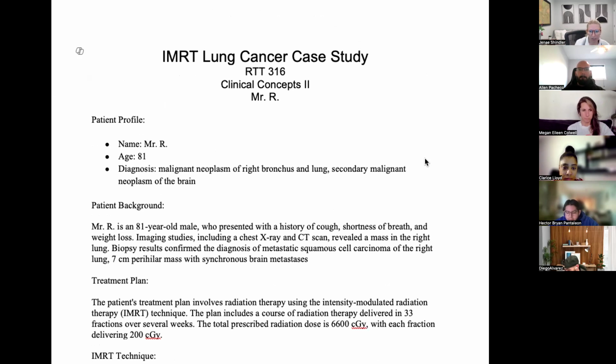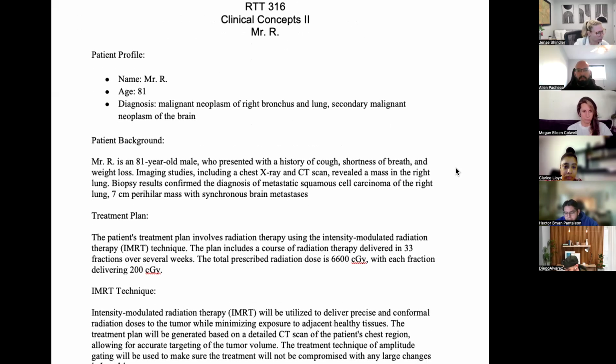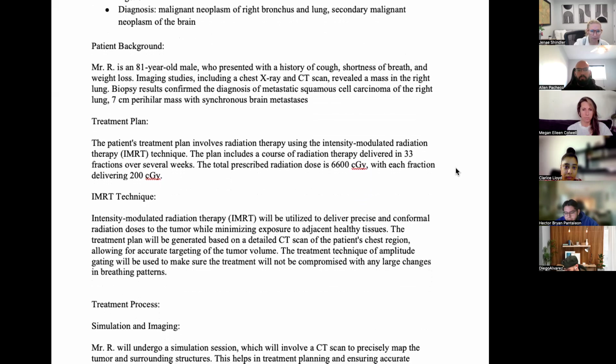Alan, patient background? Mr. R is an 81-year-old male who presented with a history of cough, shortness of breath, and weight loss. Imaging studies, including a chest X-ray and CT scan, revealed a mass in the right lung. Biopsy results confirmed the diagnosis of metastatic squamous cell carcinoma of the right lung, 7 centimeter peripheral mass with synchronous brain metastases.